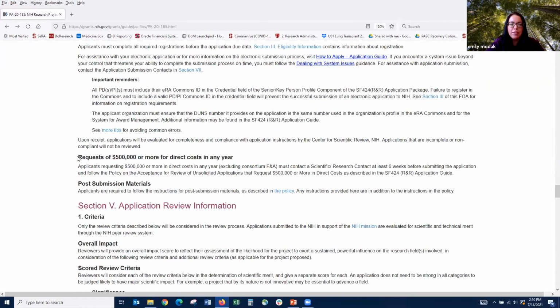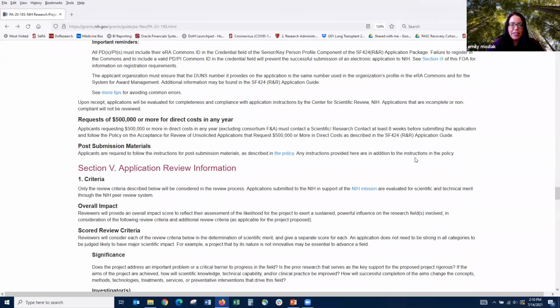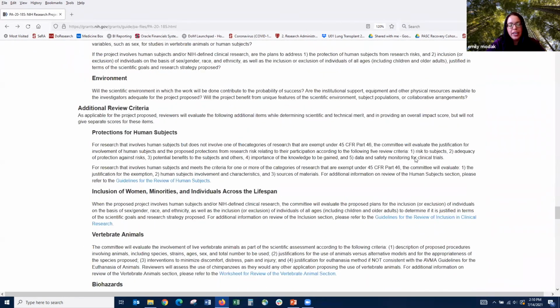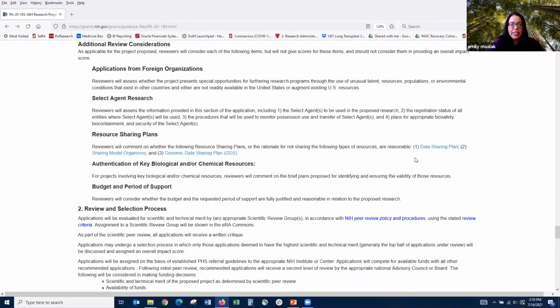The only other point I would make is that sometimes it's useful to just do a Control F search and make sure that you've caught everything. Here we had the budget line that says it's not limited, but then there's this additional line that requests $500,000 or more for direct costs in a year. You actually need to contact NIH 6 weeks before submitting to get approval. This is why I say read that thing start to finish, because there could be something in the funding opportunity that you need to pay closer attention to. The rest of the stuff here is really scientific in nature.